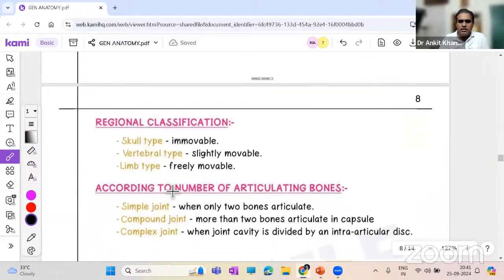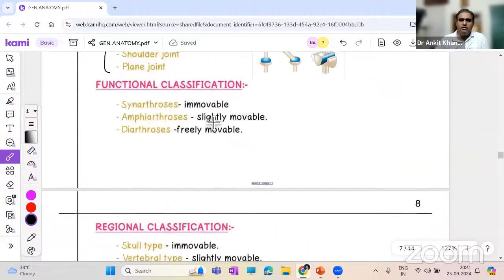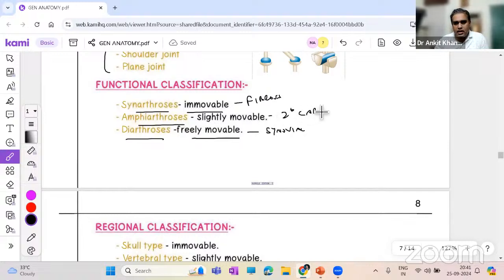So functional classification is this that you already have seen, that they are freely mobile. So which joint is this? Diarthrosis, which one? It is synovial. Then they are immobile, synarthrosis. This is which one? You remember, they are fibrous. And slightly mobile is amphiarthrosis. Which one? It is secondary cartilaginous. Simple as that. So a question might come: synarthrosis, amphiarthrosis, and diarthrosis. Do remember?